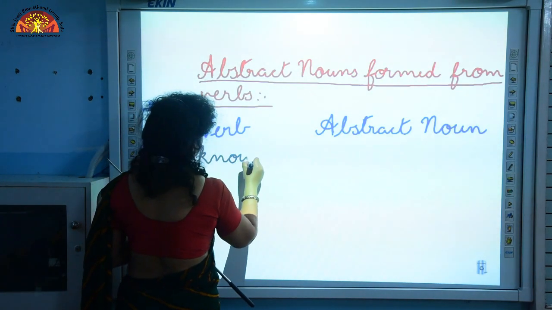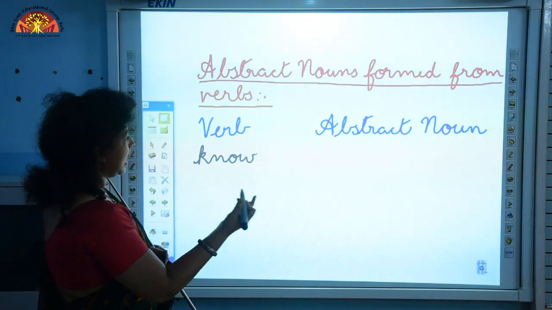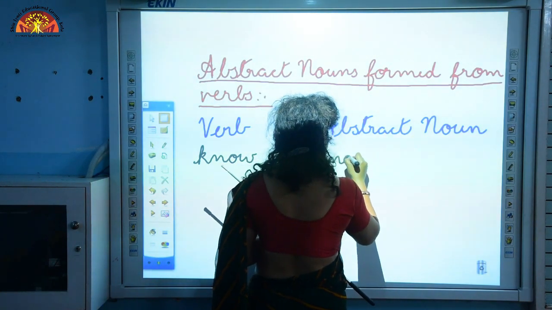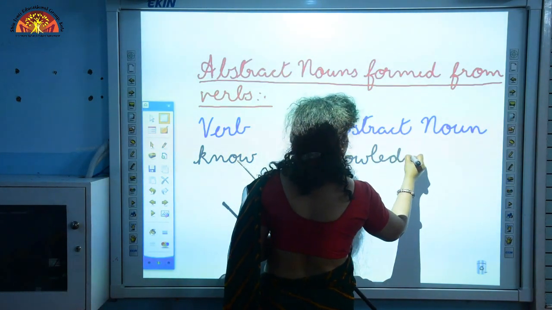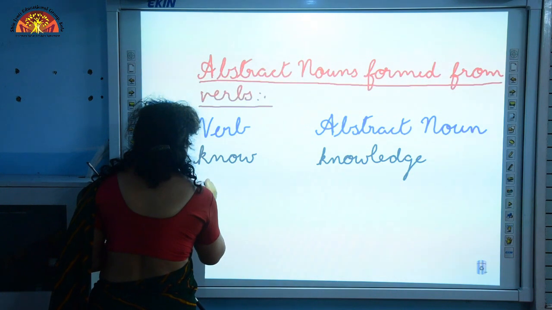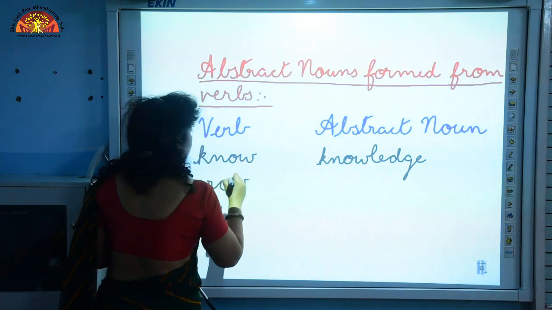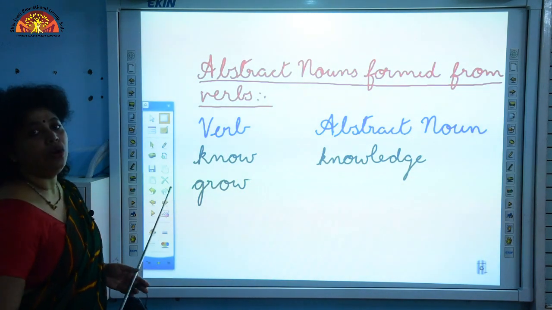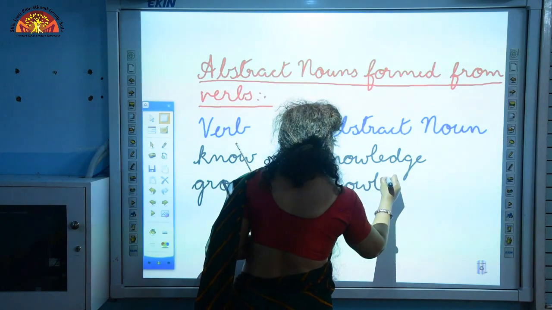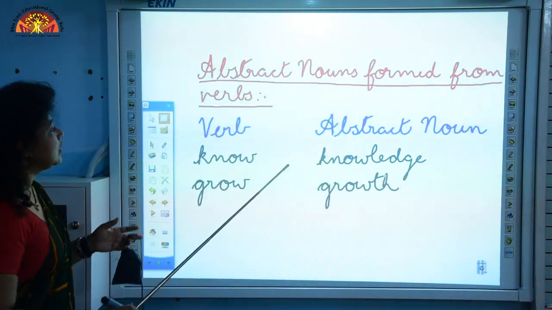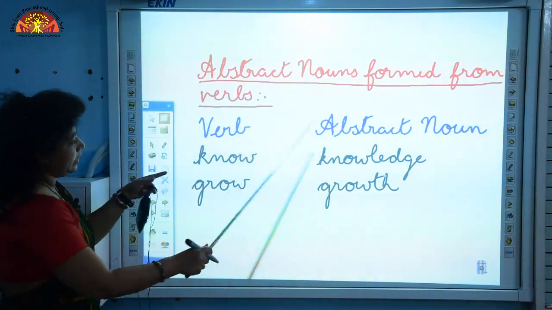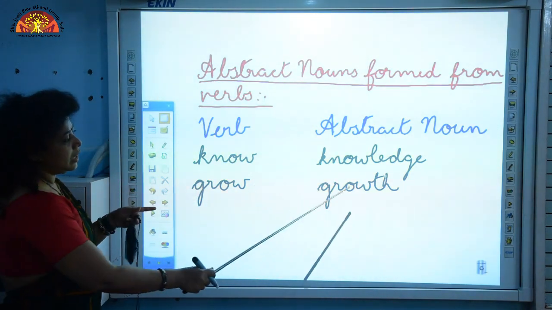Let's take a look at the verb know. Okay. So, what would be the abstract noun of know? It is knowledge. And another example of a verb is grow. What would be the abstract noun of grow? It would be growth. So, these are some of the examples of abstract nouns formed from verbs. Okay. So, verb know becomes knowledge, verb grow becomes growth.